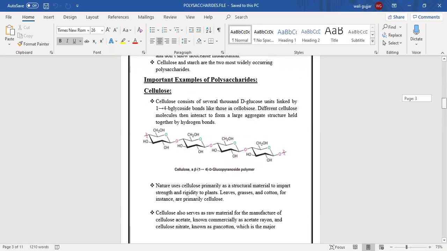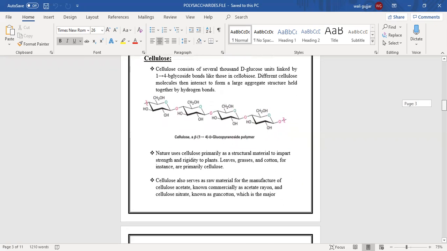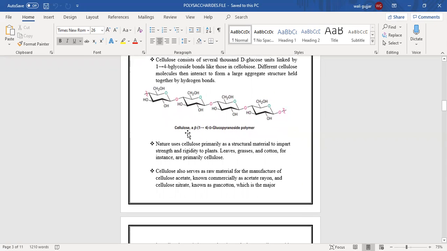In examples, first of all, we see cellulose. Cellulose consists of several thousand D-glucose units linked by 1 to 4 beta-glycoside bonds. Different cellulose molecules then interact to form a large aggregate structure held together by hydrogen bonds. This is the structure of cellulose.